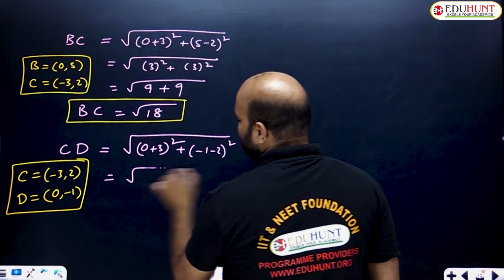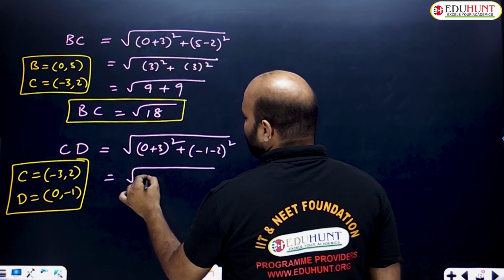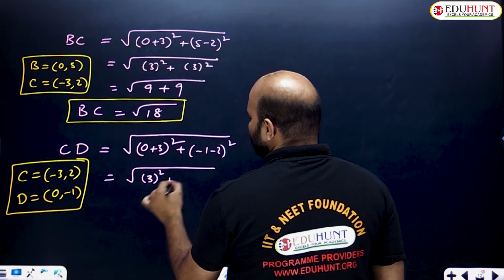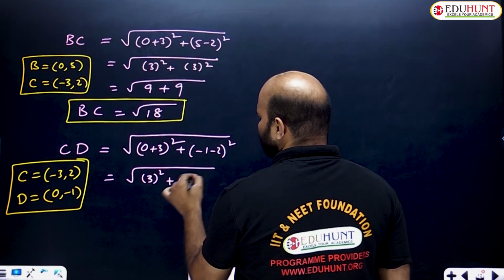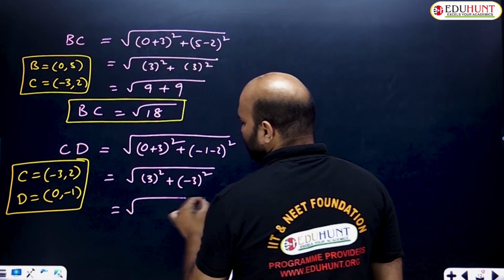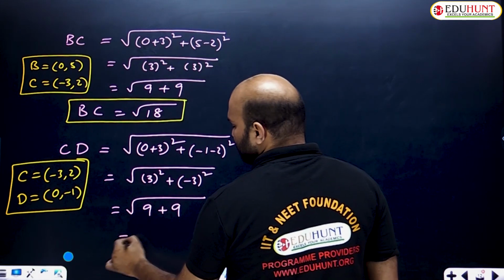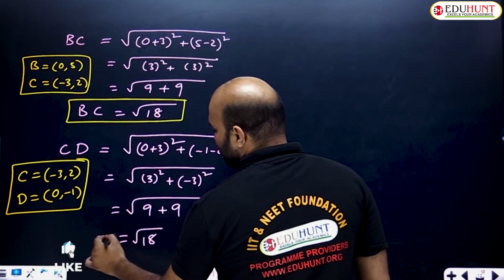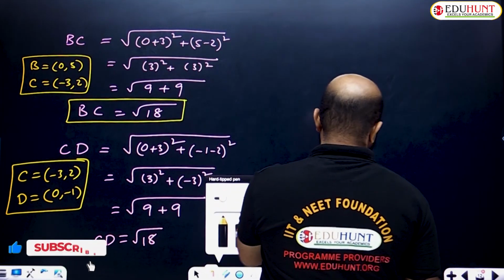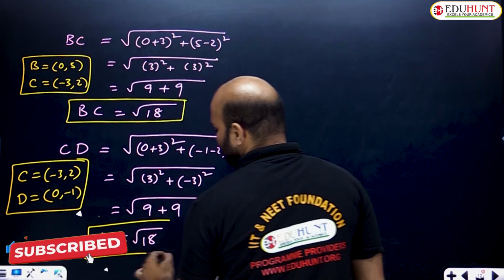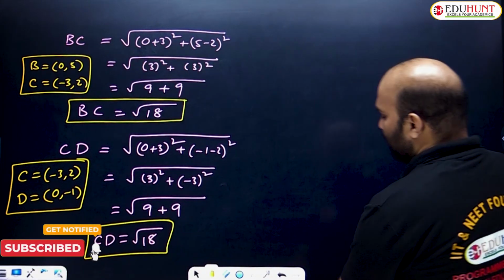So it can be written as 0 plus 3, nothing but 3 whole square, and minus 1 minus 2 is minus 3 whole square. So square root of 3 square value 9, plus (-3) whole square gives positive 9. What is the total? 18. So CD is also root 18. Again we have to find DA.